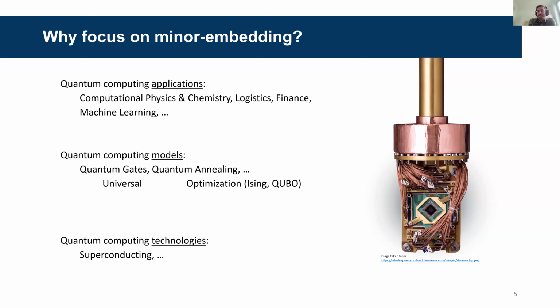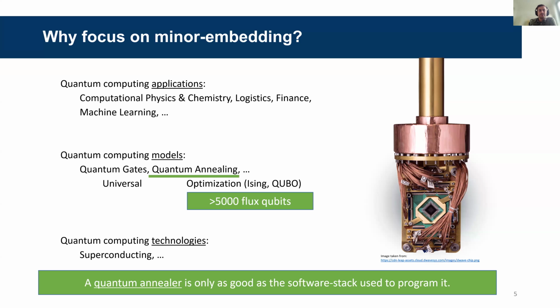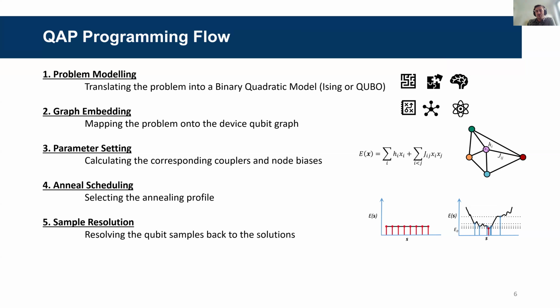For example, D-Wave has built these superconducting devices with more than 5,000 qubits. At this scale, we start seeing the need for good software tools. This is our perspective: a quantum annealer is only as good as the software stack used to program it. And of course, programming is a little more complicated than just formulating an optimization problem.